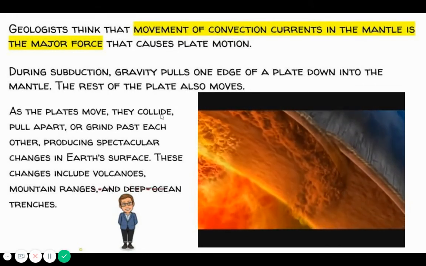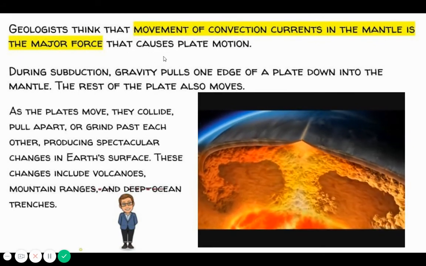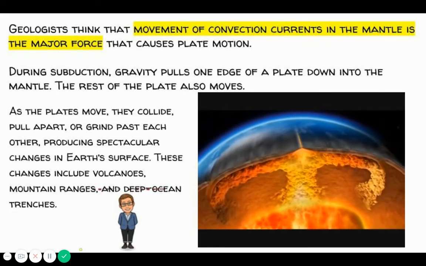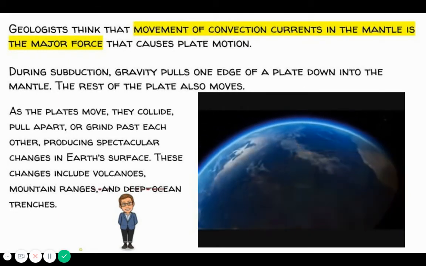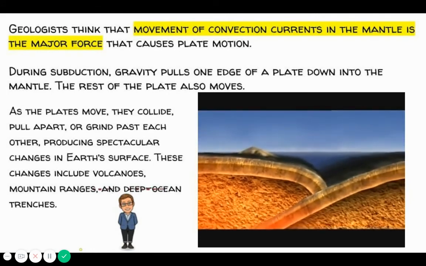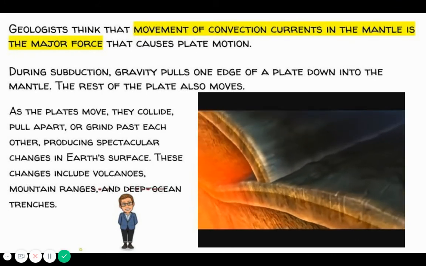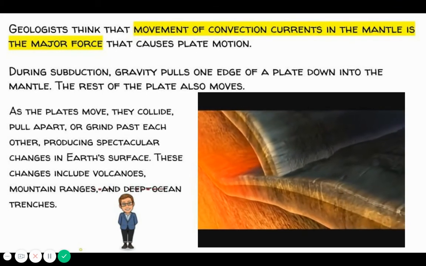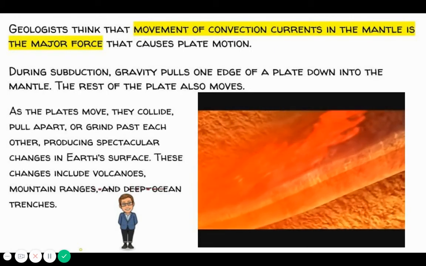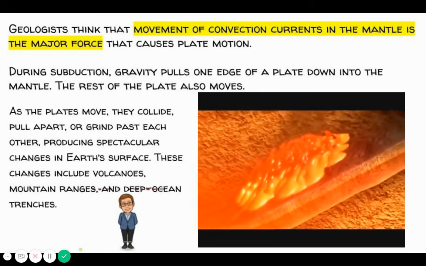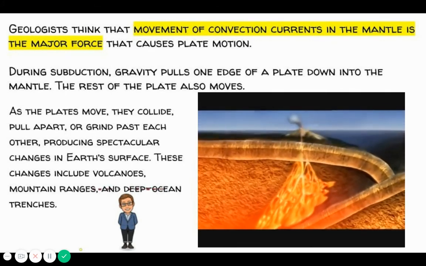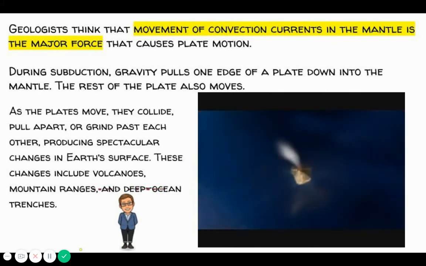The second sentence says, during subduction, gravity pulls the edge of a plate down into the mantle. The rest of the plate also moves. As the plates move, they collide, they pull apart, or they grind past each other, producing spectacular changes in the Earth's surface. These changes include volcanoes, mountain ranges, and deep ocean trenches, like Challenger Deep in the Marianas Trench, the deepest place in the world that we know about. All these things happen because of plate tectonics.